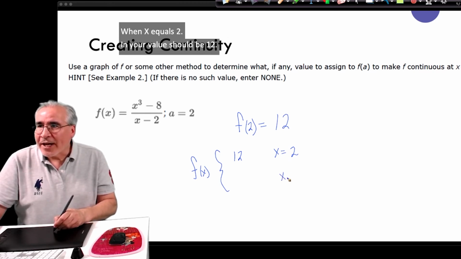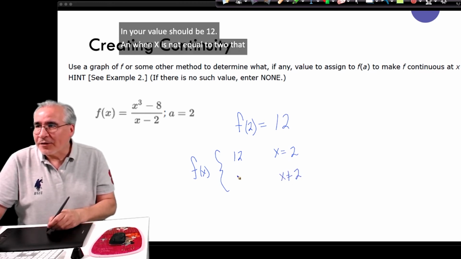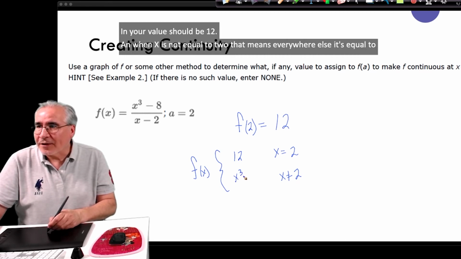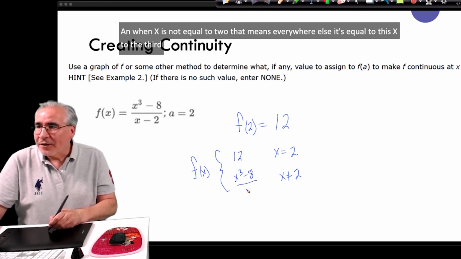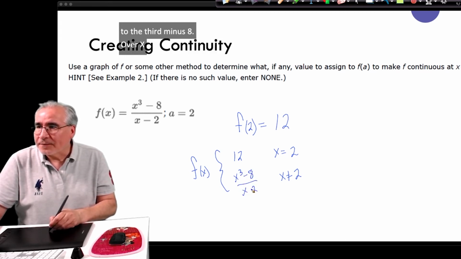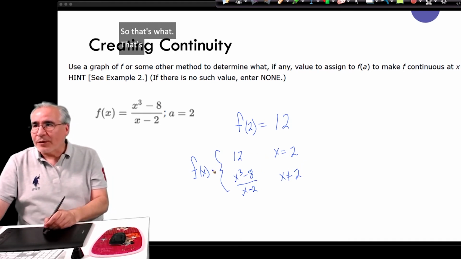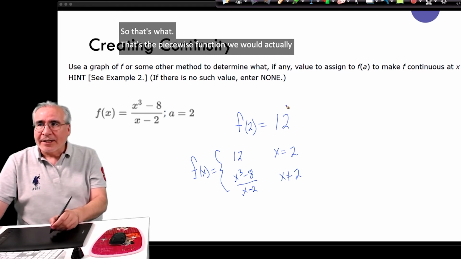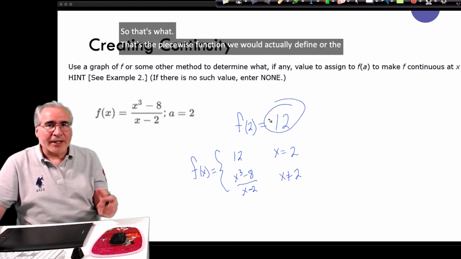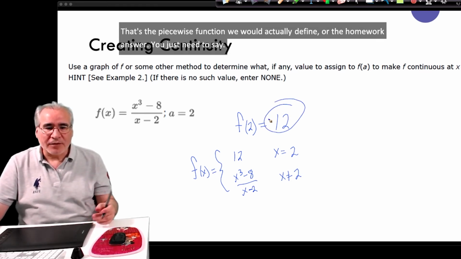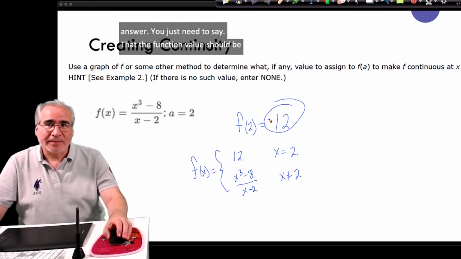And when x is not equal to 2, that means everywhere else it's equal to x to the third minus 8 over x minus 2. Okay, so that's the piecewise function we would actually define. For the homework answer, you just need to say that the function value should be 12. Okay.